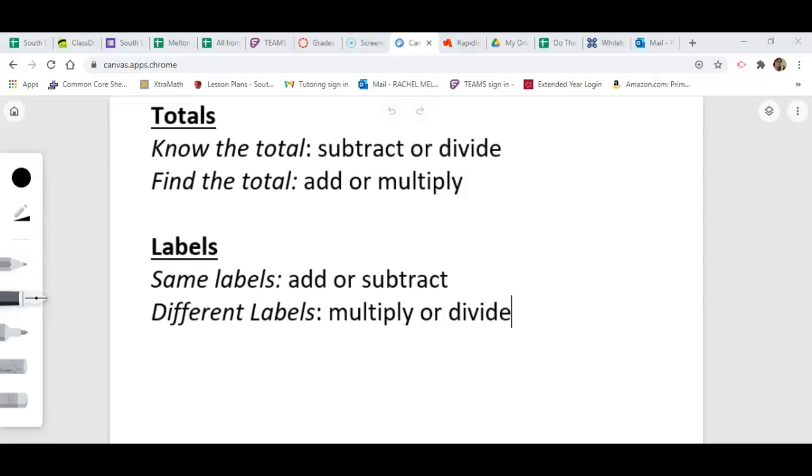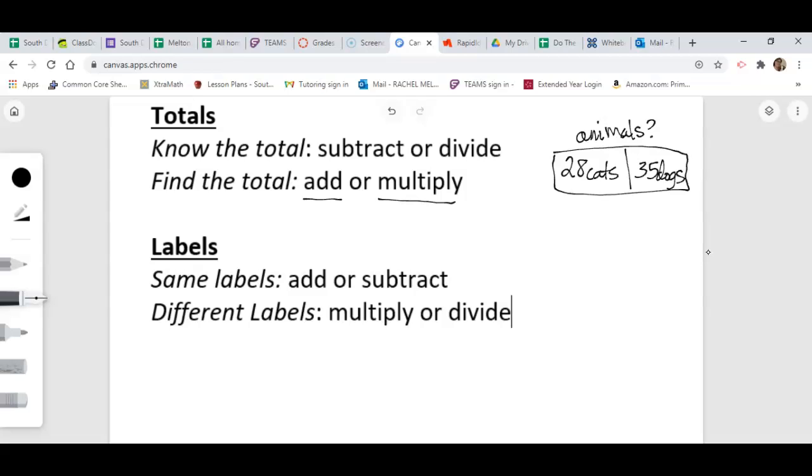Okay, so if I have a problem and it says I have 28 cats and I have 35 dogs, and my question is asking me how many animals do I have? Like this, then what that's telling me is I do not know my total, because my total would be up here for my strip diagram. So if I do not know, that means I need to find my total. So the options for finding the total are adding or multiplying.